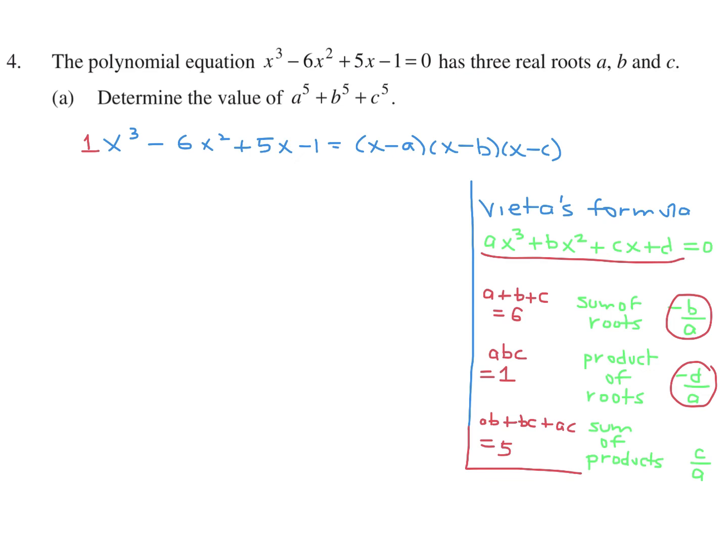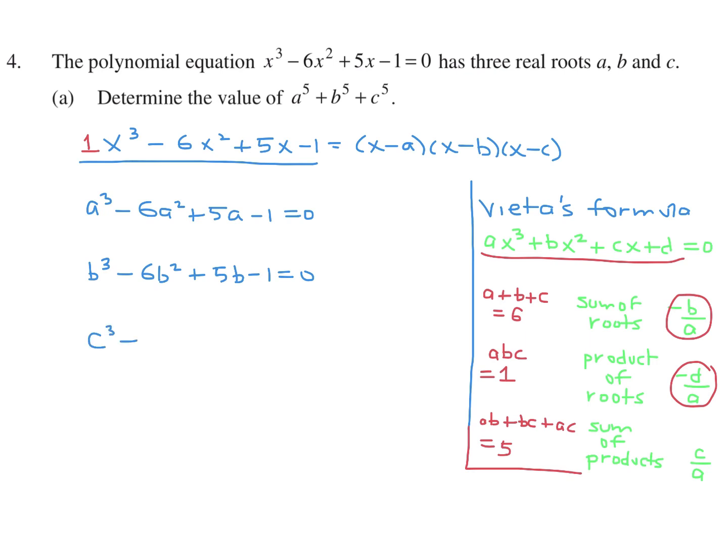So here we go. Let's begin. The first thing, of course, is that if a, b, and c are roots, they will fit into this equation. So that means a to the power 3 minus 6a squared plus 5a minus 1 is equal to 0. And similarly, b to the power 3 minus 6b squared plus 5b minus 1 is equal to 0. And the same story holds true for c, since they're roots.